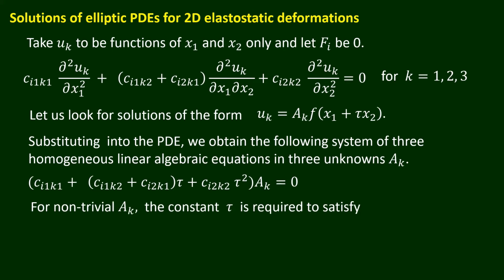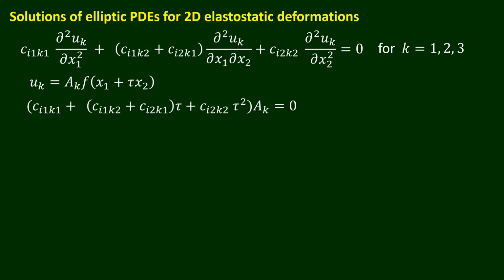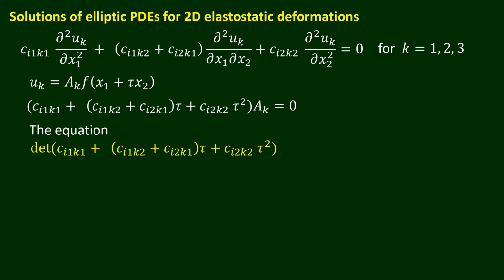For non-trivial ak, the constant τ is required to satisfy det[Ci1k1 + (Ci1k2 + Ci2k1)τ + Ci2k2 τ²] = 0. This equation is a sixth-order polynomial equation in τ.